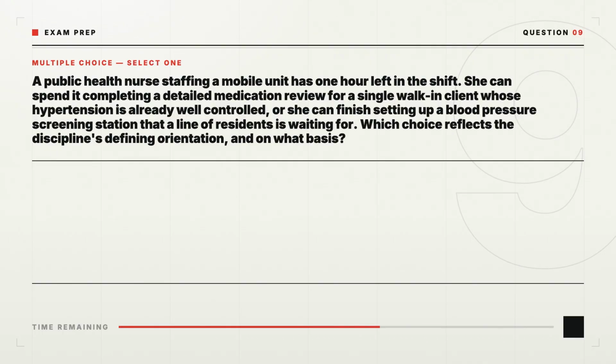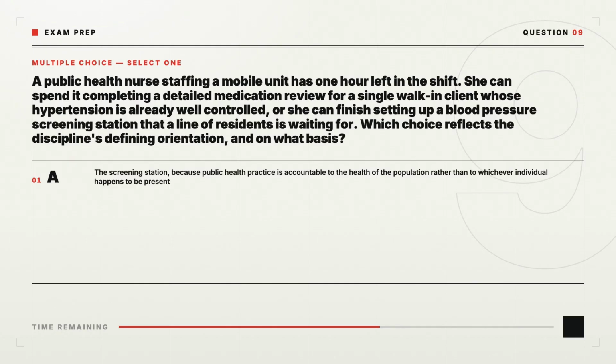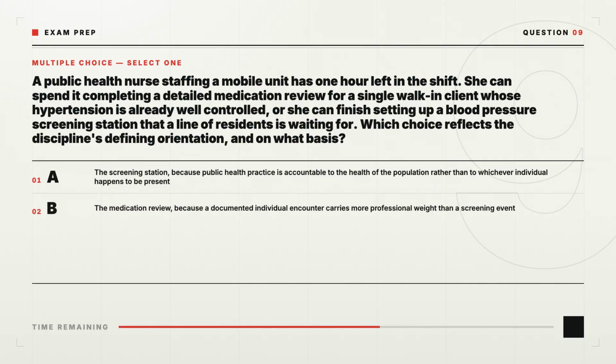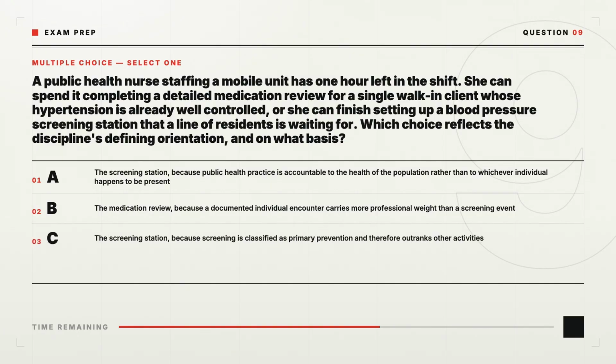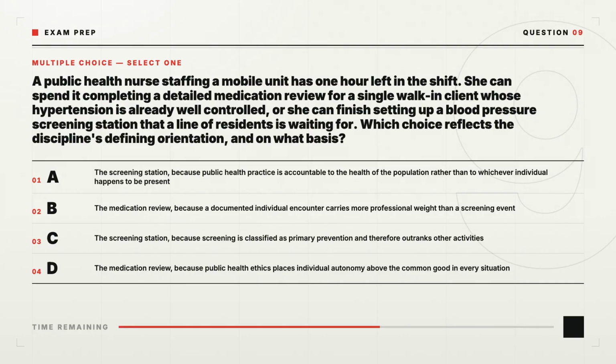Your options are A. The screening station, because public health practice is accountable to the health of the population rather than to whichever individual happens to be present. B. The medication review, because a documented individual encounter carries more professional weight than a screening event. C. The screening station, because screening is classified as primary prevention and therefore outranks other activities. D. The medication review, because public health ethics places individual autonomy above the common good in every situation.